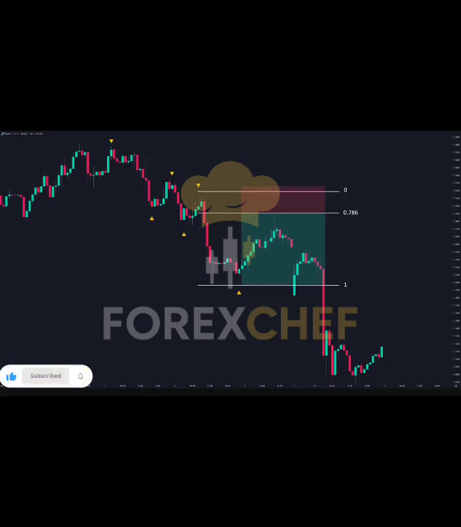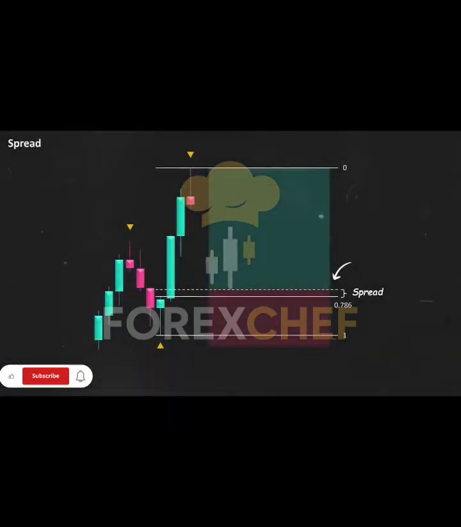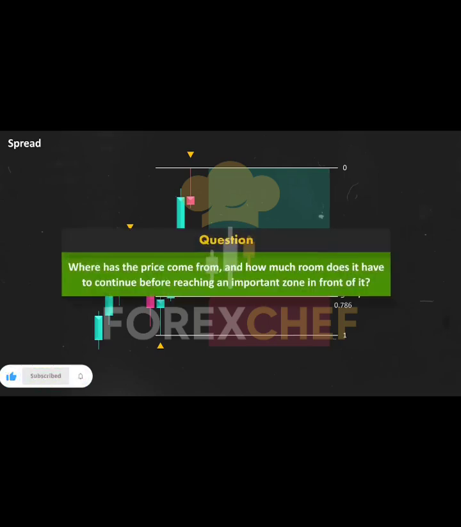However, there are 2 important things to consider if you want to improve the accuracy of this setup. The first is the spread. Price often reacts to the 786 level within a pip, so if you want your order to be triggered, you should place it slightly below this level to account for the spread. The second thing you need to consider is the higher time frame market structure. Before placing any trades, always ask yourself, where has the price come from, and how much room does it have to continue before reaching an important zone in front of it?